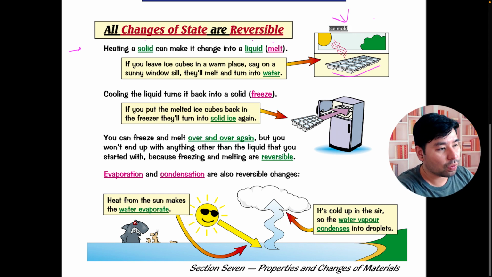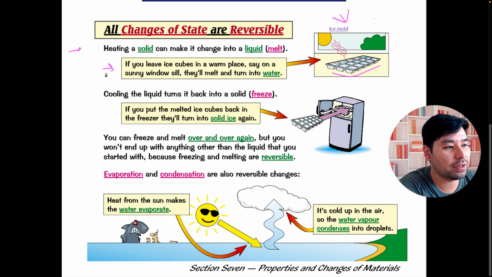So let's read what happens here. If you leave ice cubes in a warm place, say on a sunny window sill, for example, they will melt and turn into water for sure. If you leave the ice cubes there, even if they are frozen, because of the heat and because of the temperature, it's gonna change because it's hot, and you're gonna see that the state will change.